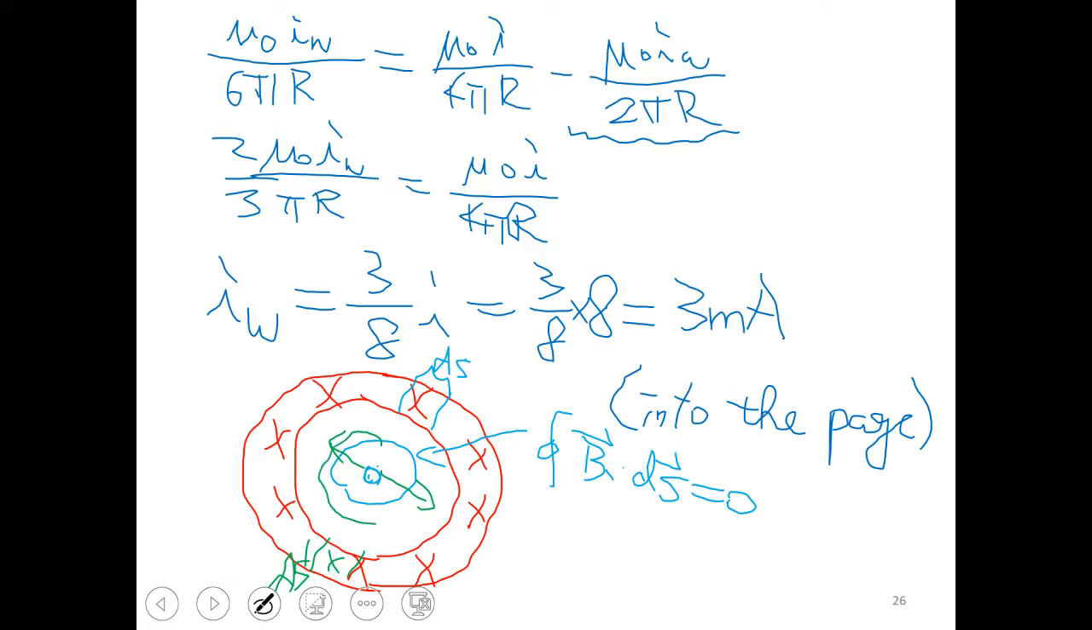But for the outer region, I'm not sure whether it is zero. Yes, it should be zero. Yeah, they are symmetric. So within the pipe, the magnetic field is zero.